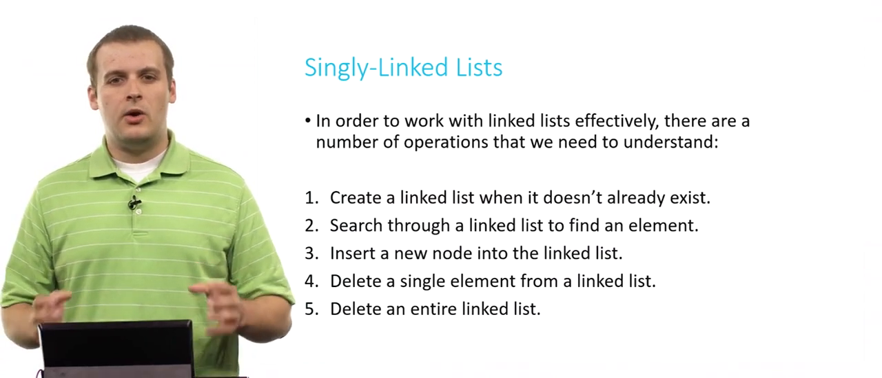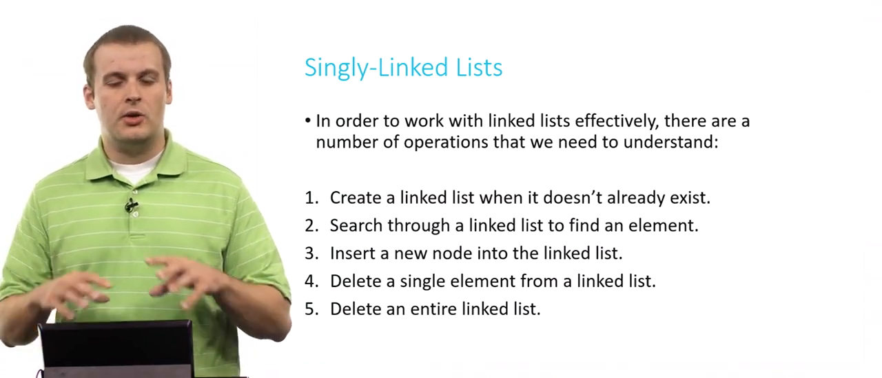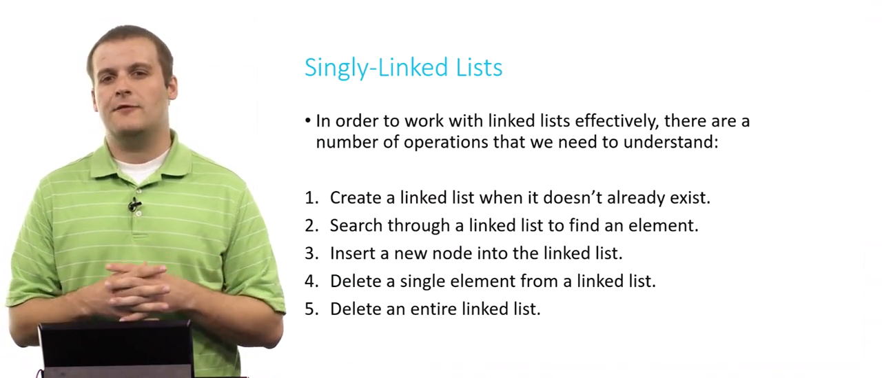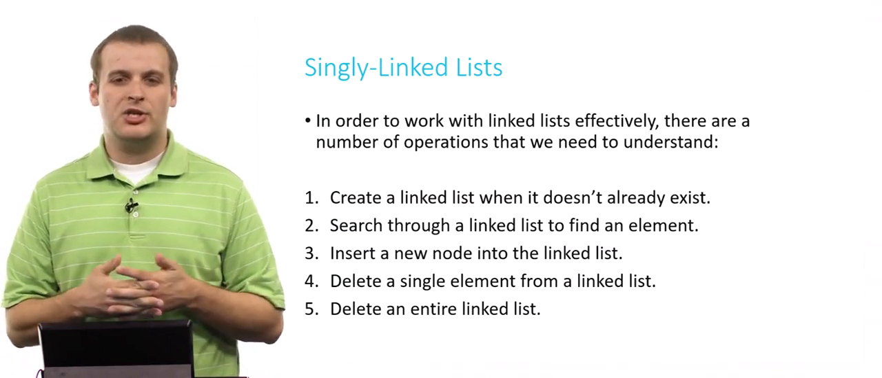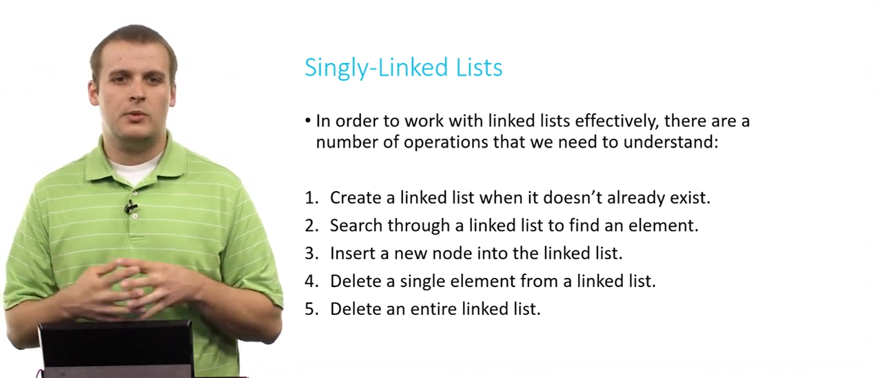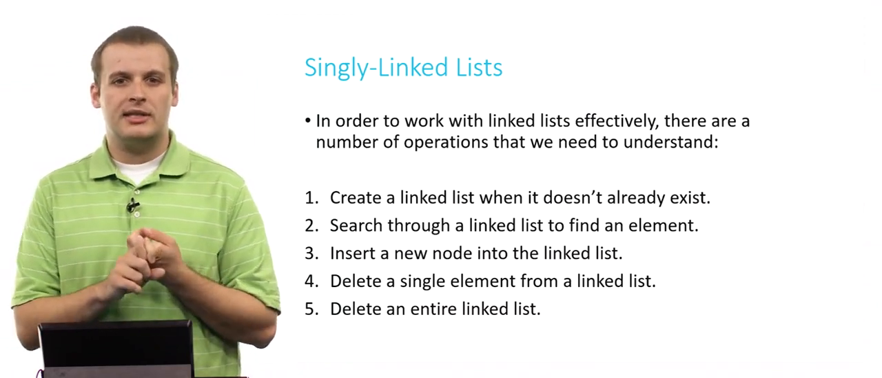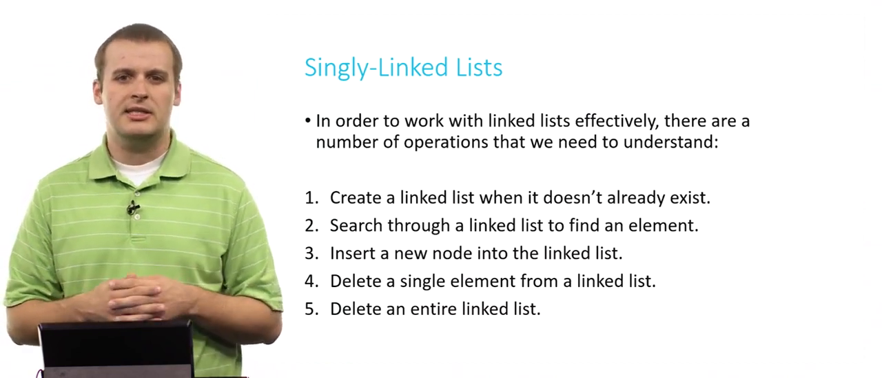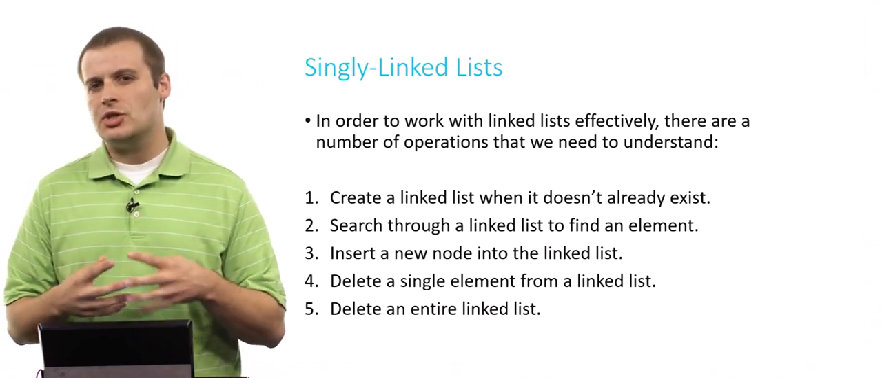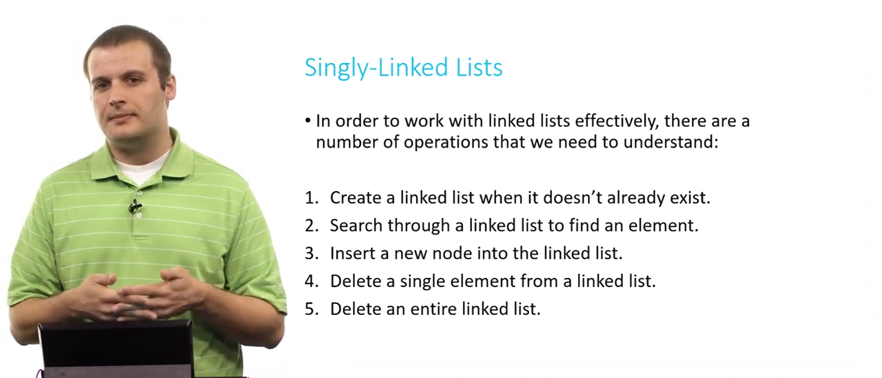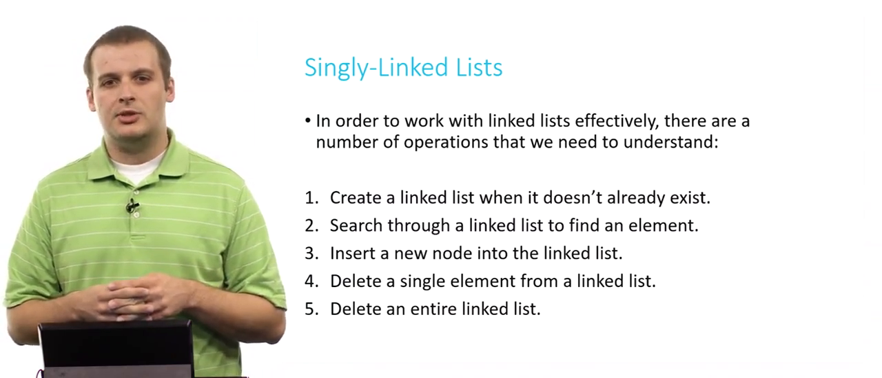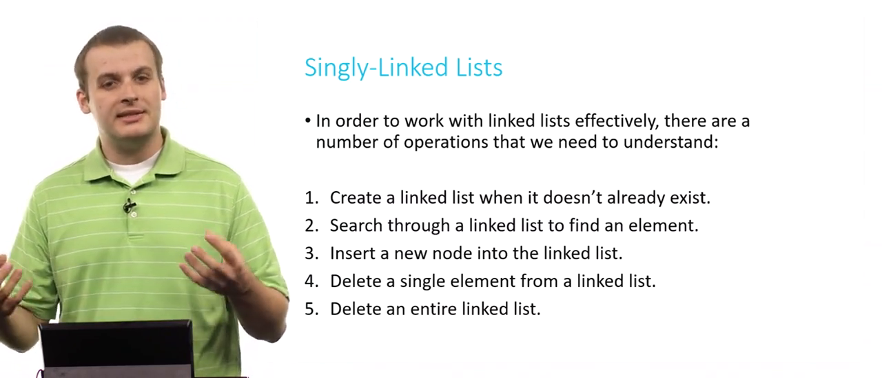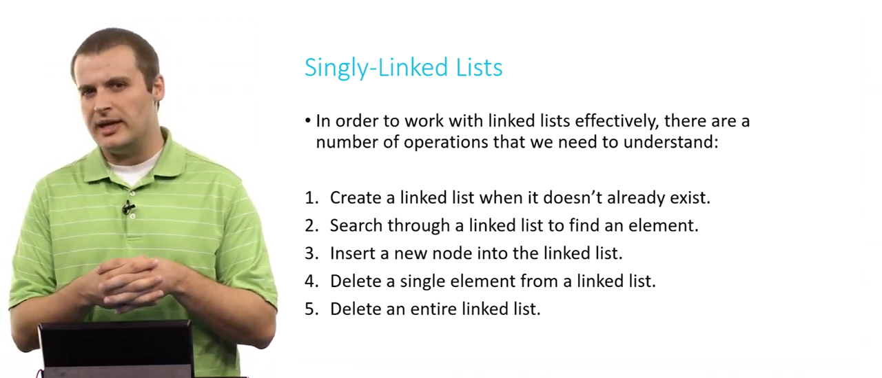All right, so we know how to define a linked list node. Now, if we're going to start using them to collect information, there's a couple of operations we need to understand and work with. We need to know how to create a linked list out of thin air. If there's no list already, we want to start one. We need to probably search through the linked list to find an element we're looking for. We need to be able to insert new things into the list. We want our list to be able to grow. And similarly, we want to be able to delete things from lists. We want our list to be able to shrink.